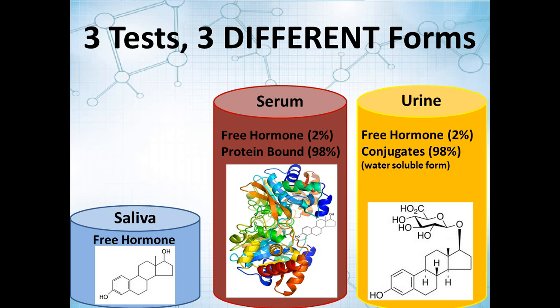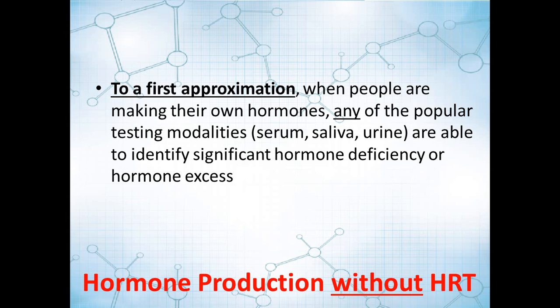So we're always a little bit of apples and oranges when we're comparing the three, but to a first approximation, when people are making their own hormones, any of the tests should work reasonably well to identify a significant deficiency or an excess. If you take a 5-year-old girl and a premenopausal woman who's healthy and cycling, and a pregnant woman, you should get a low estrogen, a normal estrogen, and a high estrogen, and you should be able to distinguish between those three with a serum, a saliva, or a urine measurement. When we get into needing to really fine-tune the values, there are some advantages that some of those tests have over another, but generally speaking, we should be telling about the same story.